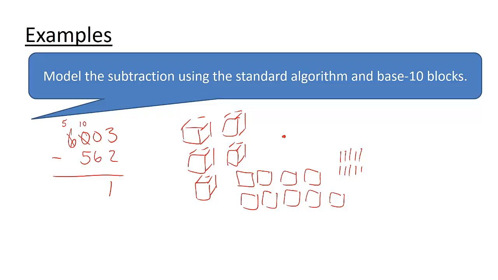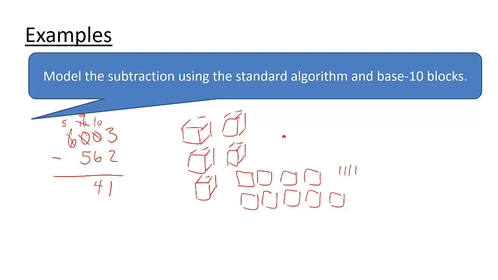Connecting this to the algorithm, I took away one of my hundreds, and I replaced that with 10 tens blocks. Now I have enough tens blocks to take away 6. And notice that we have 4 tens left over.